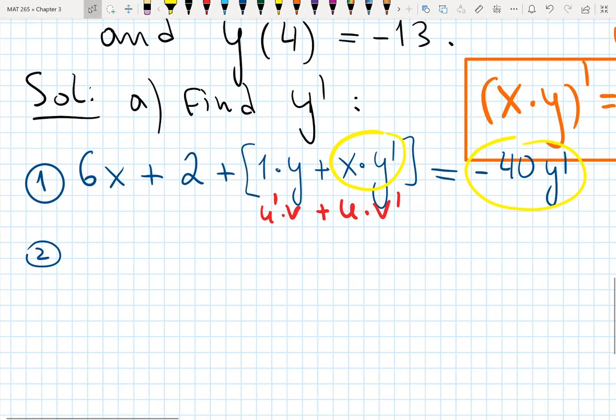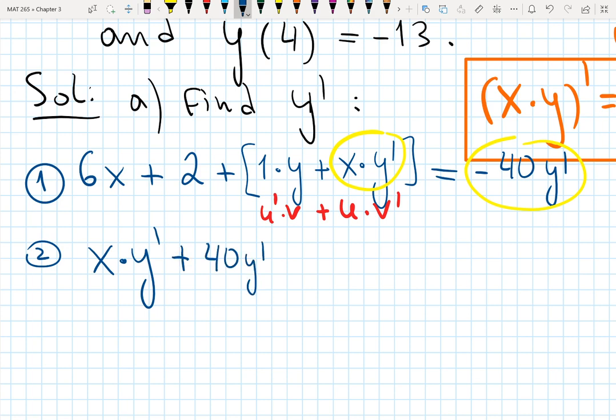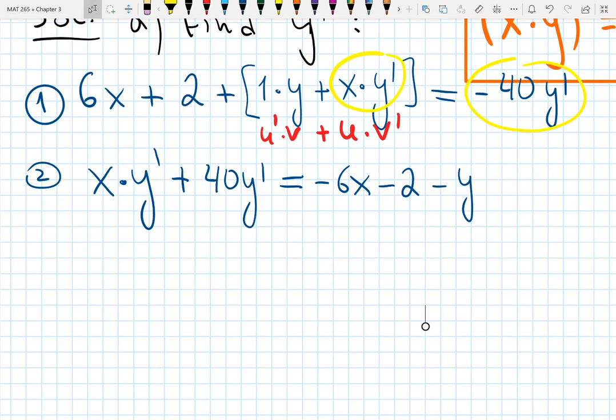Y is not important either. Y primes are important. So x y prime is already on the left-hand side. I will keep it here. Now, negative 40y prime should be moved so it becomes positive 40y prime. Make sense? I just added plus 40y prime to both sides. Equals. Everything else should be moved to the right-hand side. So 6x becomes negative 6x. 2 becomes negative 2. 1 times y becomes negative y. And this is how it should look after you finish step 2.